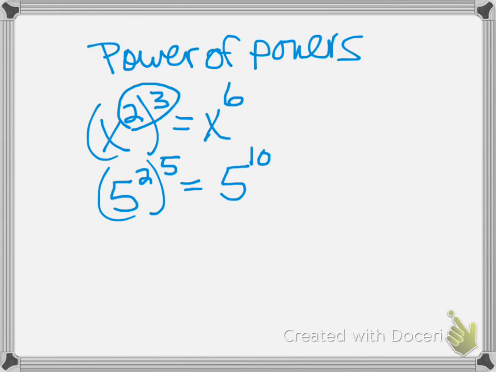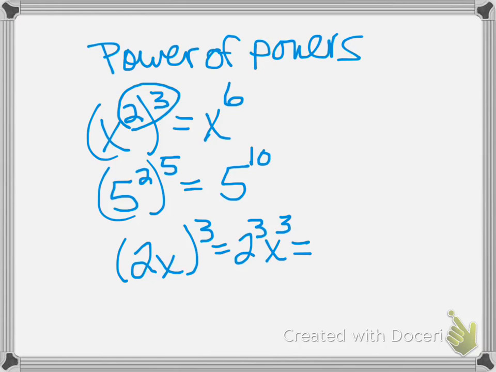And finally, if we had 2x to the 3rd power, that just means you need to take 2 to the 3rd power and x to the 3rd power. And 2 to the 3rd power, I can figure that out. 2 times 2 is 4, times 2 would be 8, so 8x to the 3rd power. So that would be finding the power of a power, and you want to multiply that out as much as you can when there are variables involved.